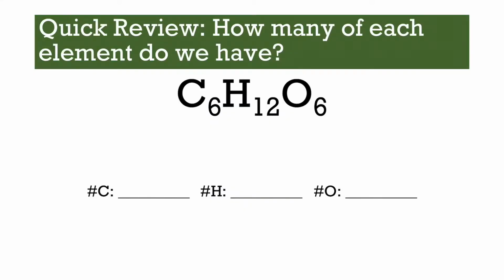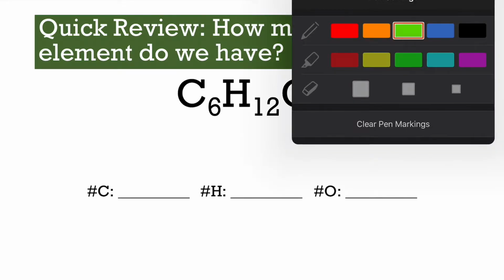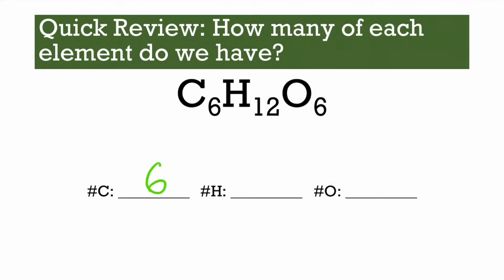Okay, so quick review. Here's a formula of glucose. How many C's, H's, and O's do we have? So you should say we have 6 C's, 12 H's, and 6 O's. Those are those little subscripts.